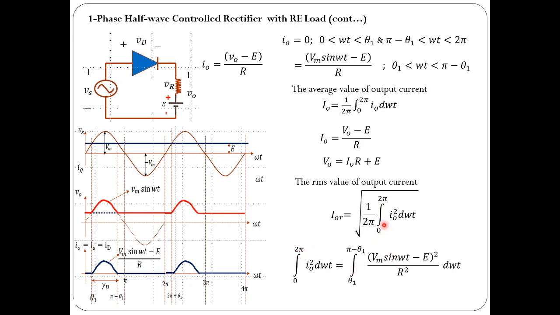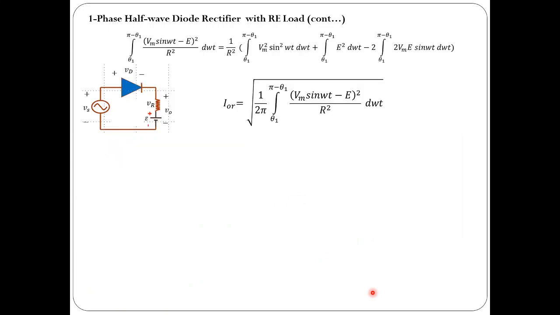But we know that the area under I0 square exists from theta 1 to pi minus theta 1 only. For the remaining period it is equal to 0, so no need to consider the area from 0 to theta 1 and pi minus theta 1 to 2 pi. Consider the area only during this period. If you simplify and substitute that in this expression, you will get what is called IOR, that is the RMS value of the output current.